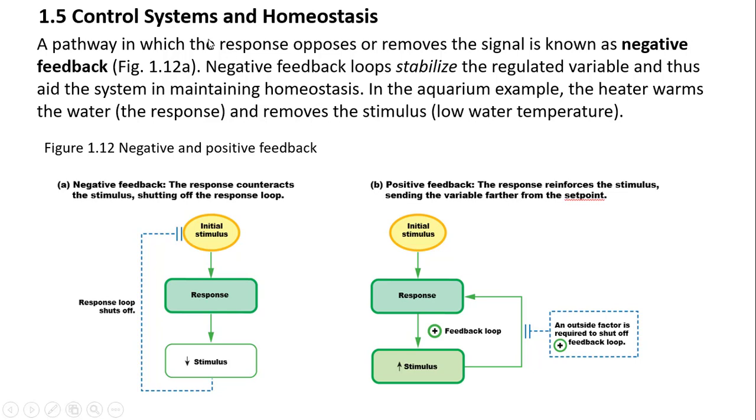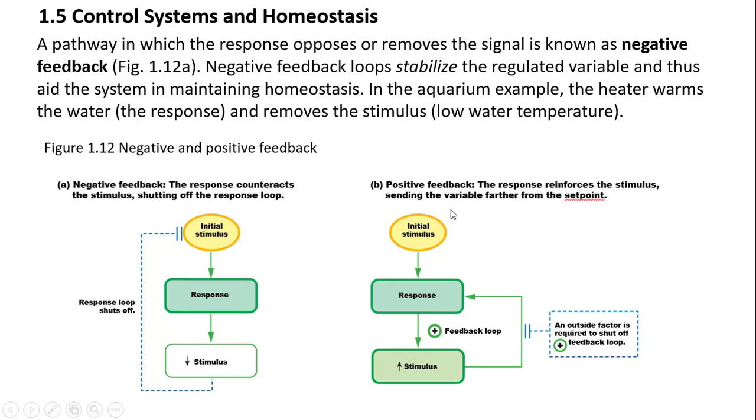So a pathway in which the response opposes or removes a signal is known as a negative feedback system, which we just talked about. These negative feedback loops stabilize the regulated variable and thus aid the system in maintaining homeostasis. In the aquarium example, the heater warms the water, the response, and removes the stimulus, the low water temperature. So that's shown here, negative feedback. The response counteracts the stimulus, shutting off the response loop.